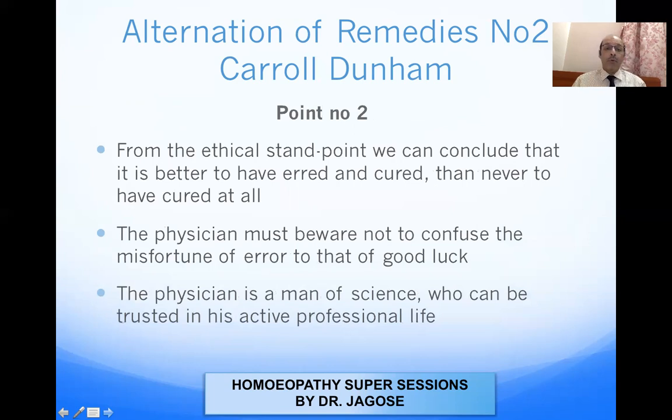Point number 2: from the ethical standpoint, we can conclude that it is better to have erred and cured rather than to have never cured at all.